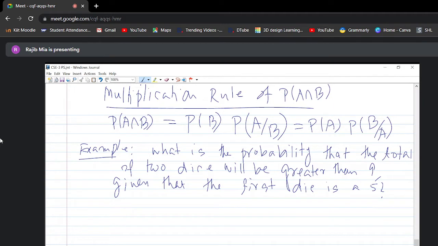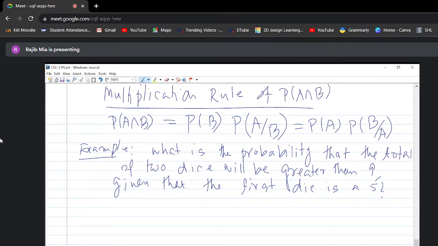36? 2 by 36? No. Actually, this is an already happened event. This is the difference between a normal probability and this conditional probability. So it is given that the first die is a 5. It has happened already. Then what is the probability that the total of two dice will be greater than 9?